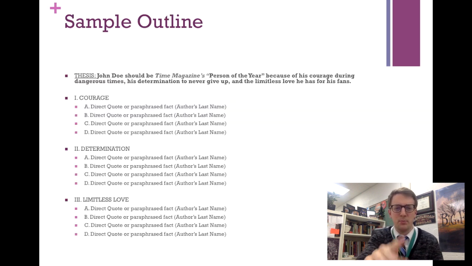So we put that here, plug that in there to the thesis statement way at the top. John Doe, there it is again, courage, determination, limitless love. And so then the first body paragraph would be all about courage, second body paragraph all about determination, third body paragraph all about this limitless love, which that choice of phrasing sounds a little uncomfortable for me. But you get the idea. So that's how that's going to work and how you'd organize your ideas. So hopefully that helped you out a bit.